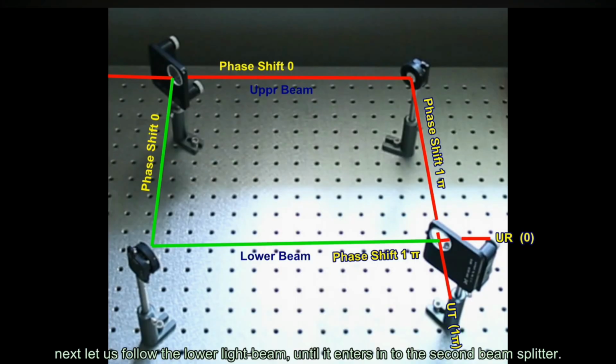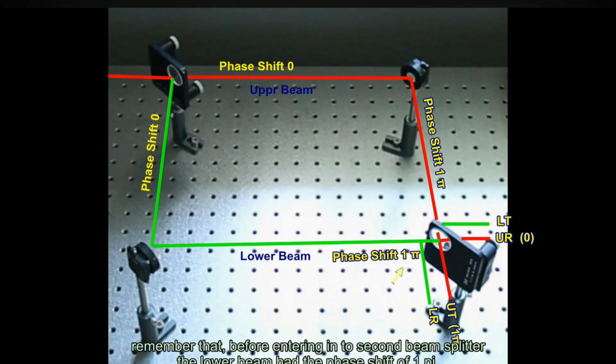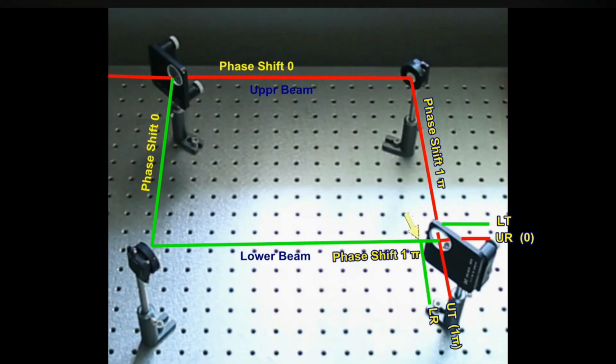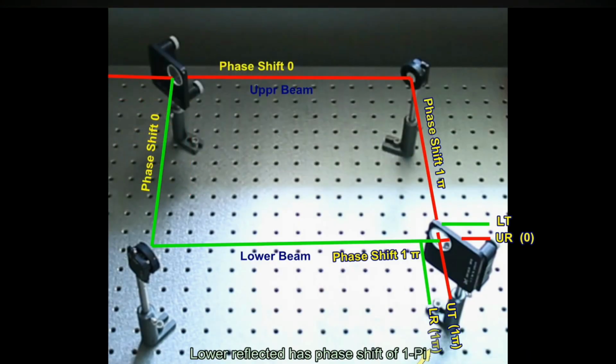Next, let us follow the lower beam inside the second beam splitter. The second beam splitter splits the lower beam by 50% reflected and 50% transmitted. Remember that before entering into second beam splitter, the lower beam had phase shift of 1 pi. The light beam reflected by the front surface of dielectric beam splitter doesn't occur phase shift. Lower reflected beam occurs phase shift of pi and lower transmitted beam occurs phase shift of pi. So this is the situation at the end.